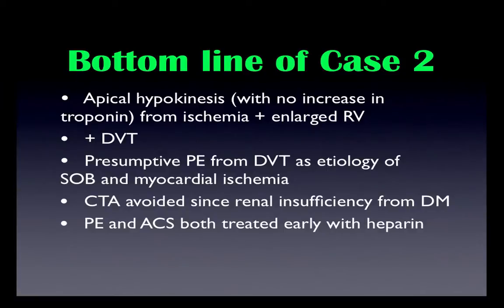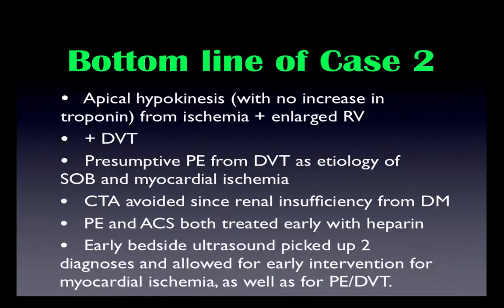The patient had no further EKG changes, and the nonspecific changes went away. The apical hypokinesis actually did go away later on also. So there was some ischemia, and the enlarged right ventricle went away as well. So in this case, early bedside ultrasound picked up two diagnoses and allowed for early intervention for not only the myocardial ischemia, which was presumably secondary to the primary diagnosis, but the primary diagnosis, which was pulmonary embolism secondary to a deep vein thrombosis.